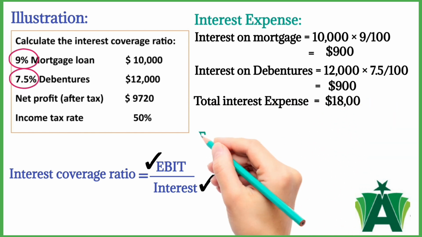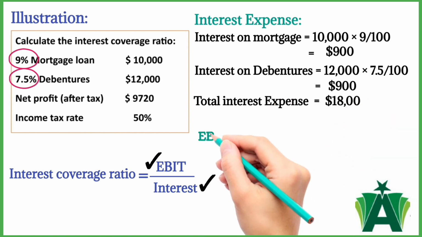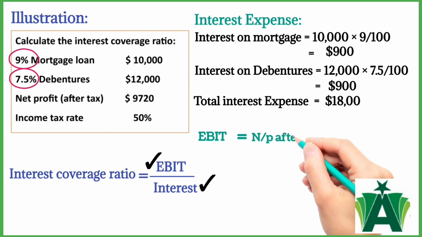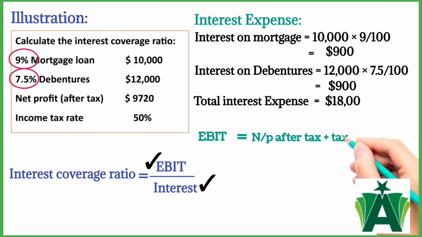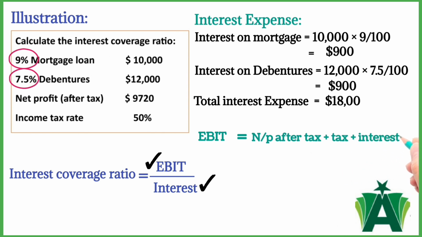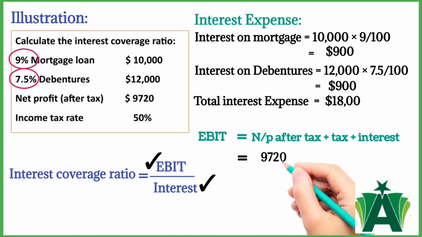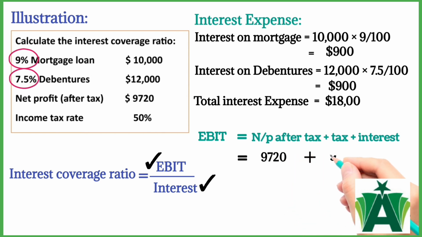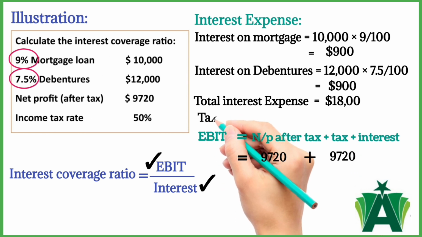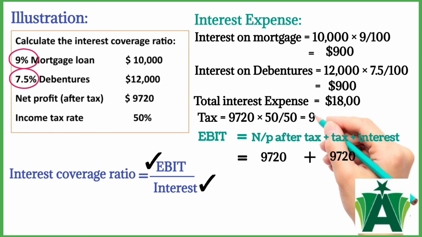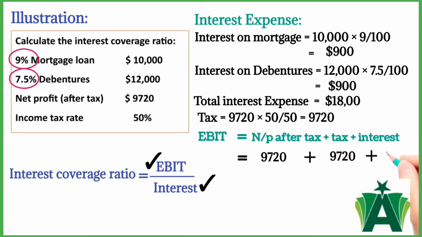Now we calculate the amount of earning before interest and tax. Earning before interest and tax is the aggregate amount of net profit after tax, the amount of tax, and interest expense. The amount of net profit after tax is $9,720. Tax is also $9,720 and calculated as $9,720 multiplied by 50 divided by 50. The total interest expense is $1,800.